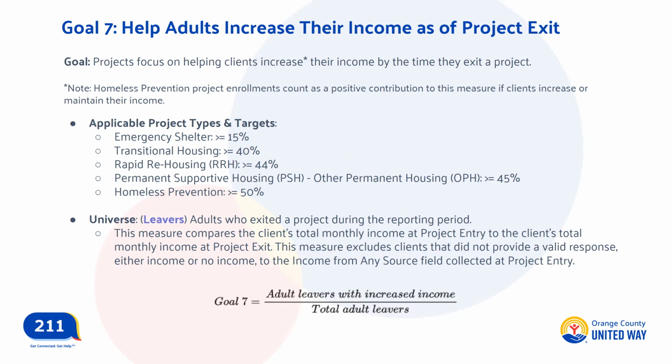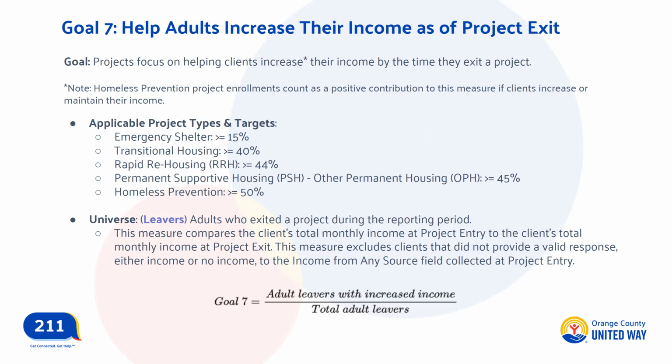Okay, next up, we have Goal 7, which focuses on helping clients increase their income by the time they exit a project. And on a similar note to Goal 6, for Goal 7, homeless prevention project enrollments count as a positive contribution to this measure if clients increase or maintain their income. And the applicable project types and targets for Goal 7 are as follows.